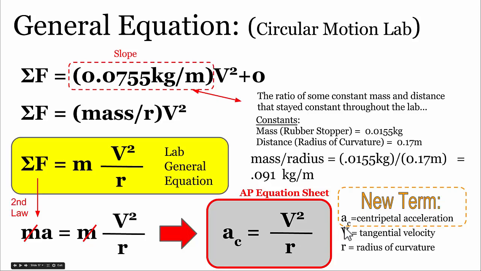Remember, the acceleration of an object will always be in the direction of the sum of the forces on that object. In this case, the sum of the forces was always pointed towards the center, and so the acceleration is always pointed towards the center. So the centripetal acceleration is the inward pointing acceleration of an object moving in a circular path.